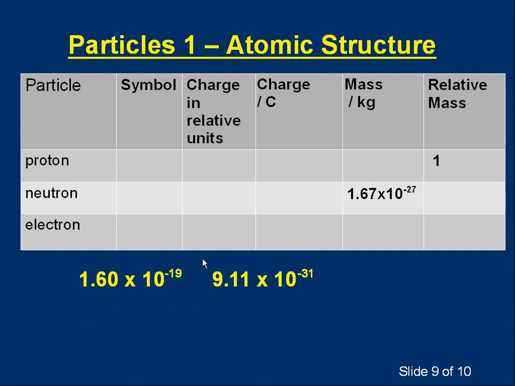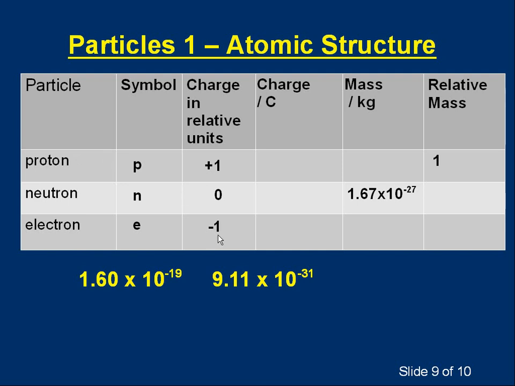Well, I hope you've tried. Let's go through what it should look like. First of all, the symbol, easy, p, n and e. Use small letters, by the way, lowercase, not capitals. Charge in relative units, I hope you remember we define the amount of charge on the proton as being +1 of these relative units. Neutron is uncharged and the electron is -1 relative units.